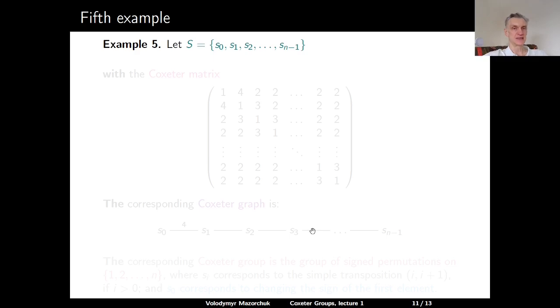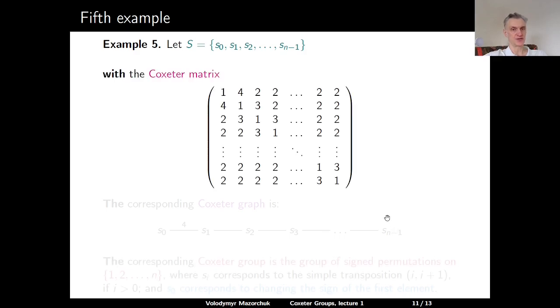And here is our fifth example. Let S be the set S0, S1, S2, and so on, S(n minus 1), and consider the following Coxeter matrix. 1 on the main diagonal, then the element (1, 2) is 4, the element (2, 1) is 4. And in the rest of the diagonals just above and just below the main diagonal we have 3. And all other elements are 2. So we have the following Coxeter graph. It is very similar to the graph on the previous slide, but the only difference is that the edge between the vertices S0 and S1 is labeled by 4, that's this value.